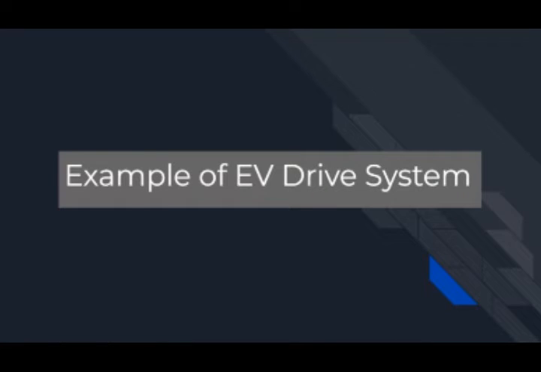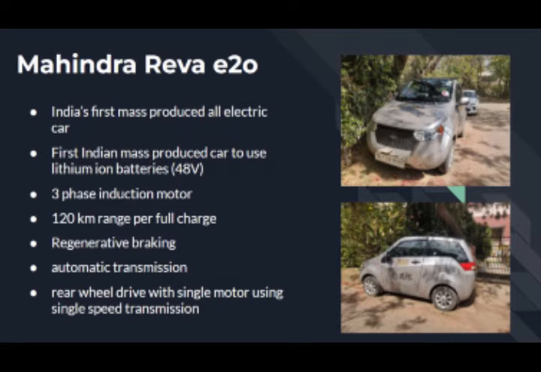Today we'll be looking into the Mahindra Reva E2O, which is one of India's first mass-produced all-electric cars, and it was also the first Indian mass-produced car to have lithium-ion batteries. It also has a three-phase induction motor and a range of around 120 kilometers per full charge. It also has other features such as regenerative braking and automatic transmission, and uses rear wheel drive with a single motor using a single-speed transmission.